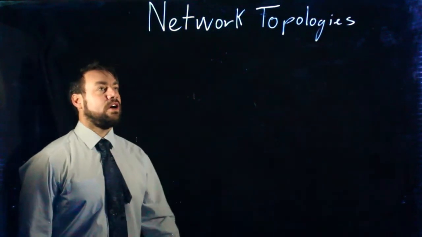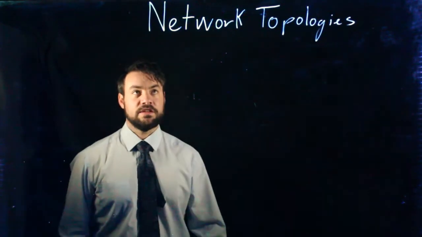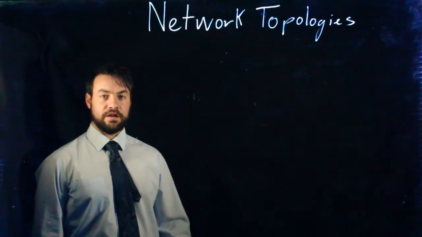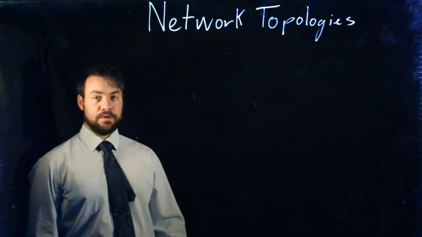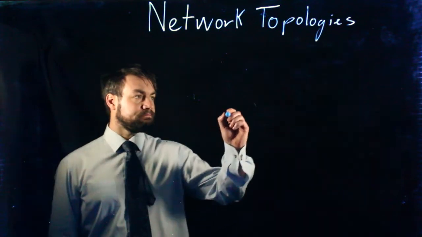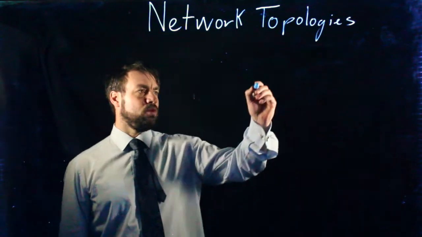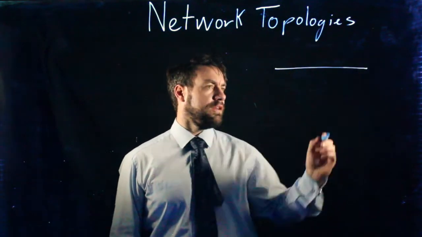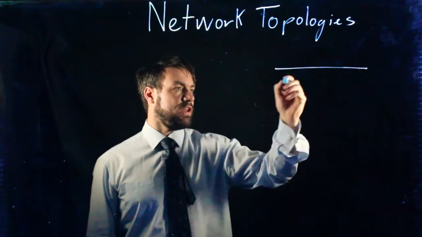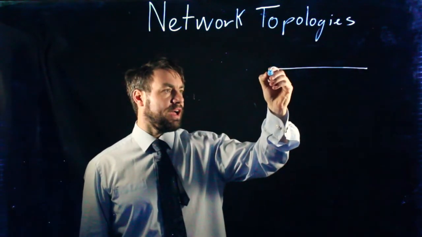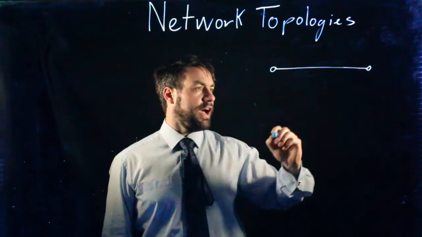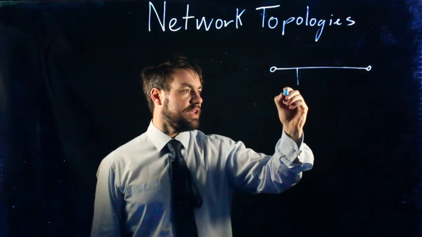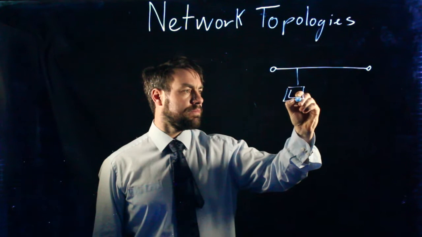Okay then, so we're going to start looking at network topologies, and this is the way that networks are logically laid out. There are four you need to be aware of. The first one, and this is one that's not used much anymore, is the bus network. And we have a straight line, our backbone, and we have a terminator on each end. And then off of this, we have a connection for each computer.